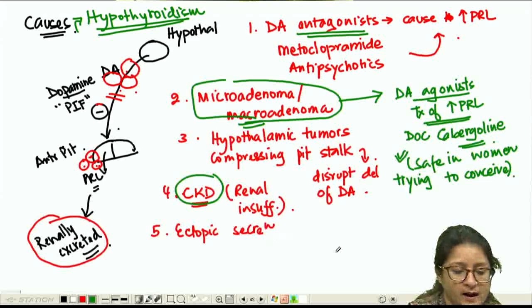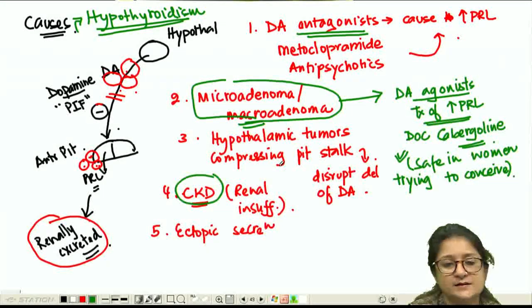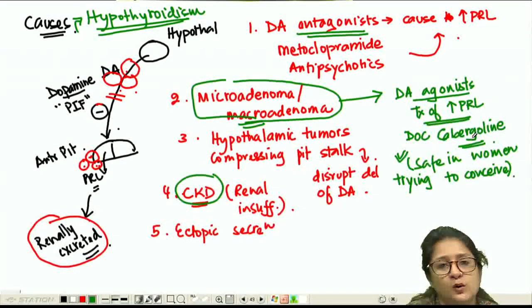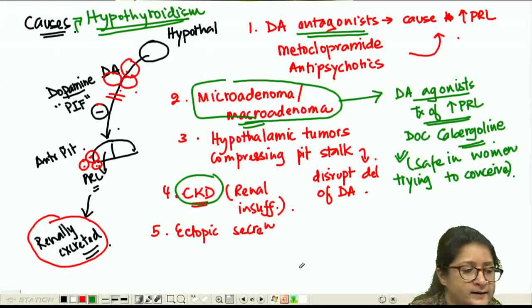So these are the important aspects of hyperprolactinemia. This much at least you should remember. We should also remember that when we have increased prolactin levels and none of these causes are identifiable, we should treat with cabergoline in a woman who is trying to conceive. All right.